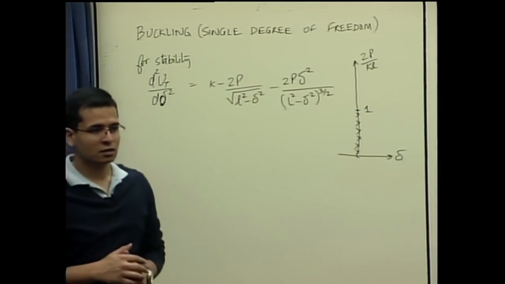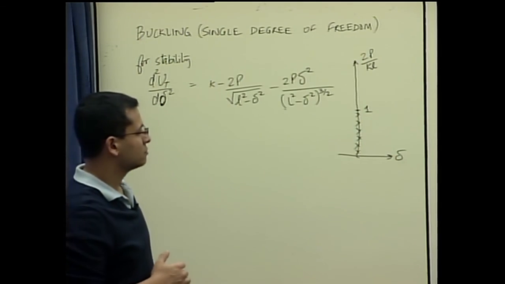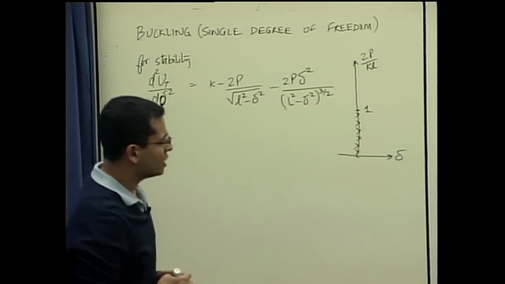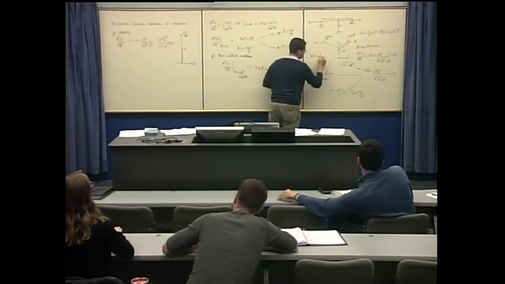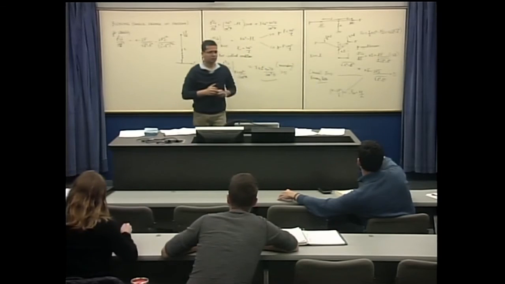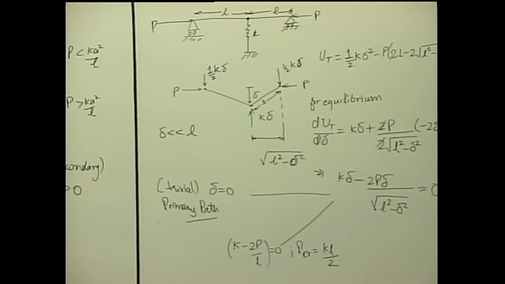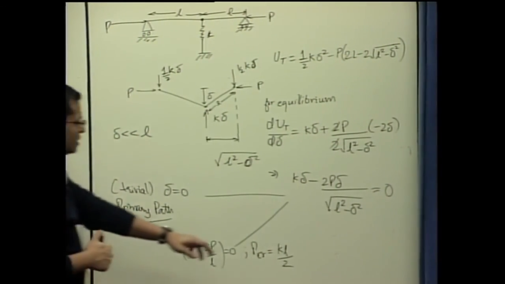Are we assuming small delta? We are assuming that delta is smaller than L. That's right. So that's why there were some simplifications here.